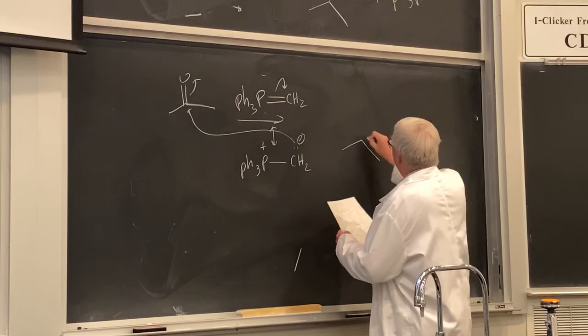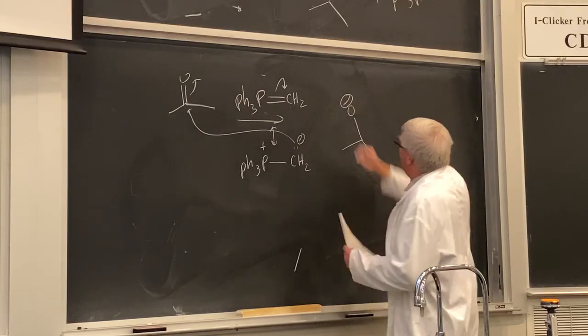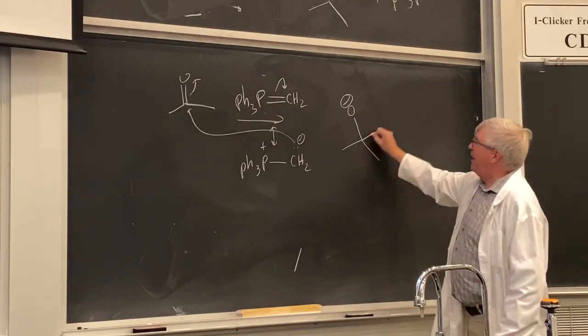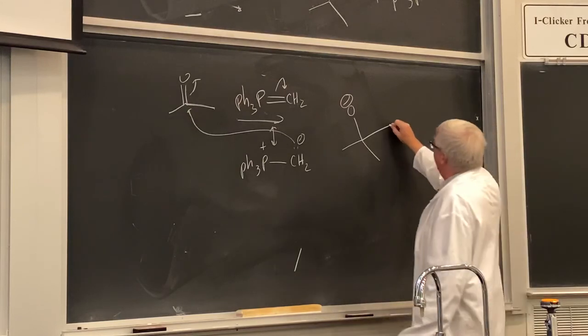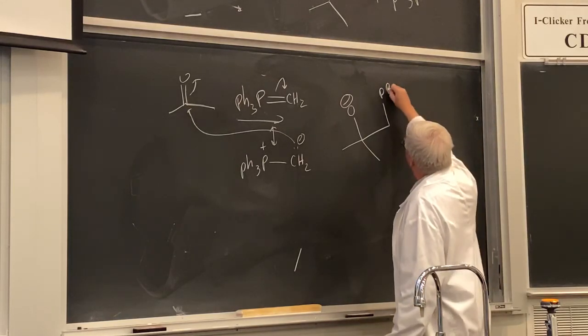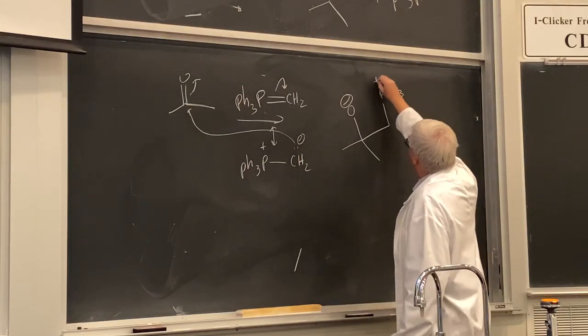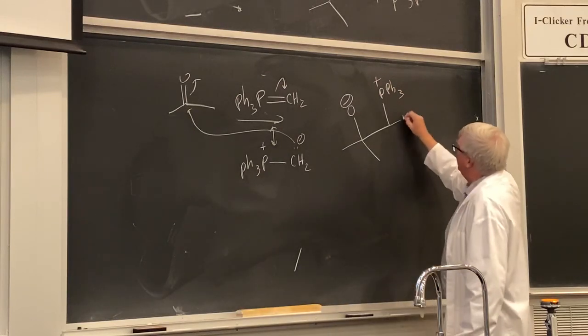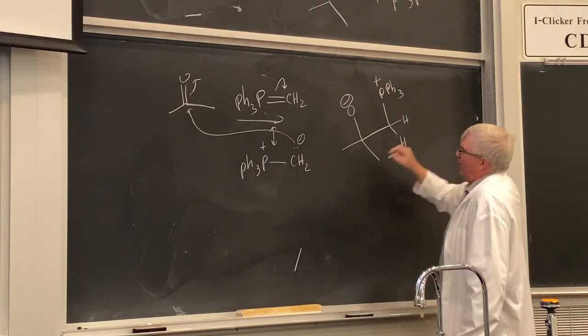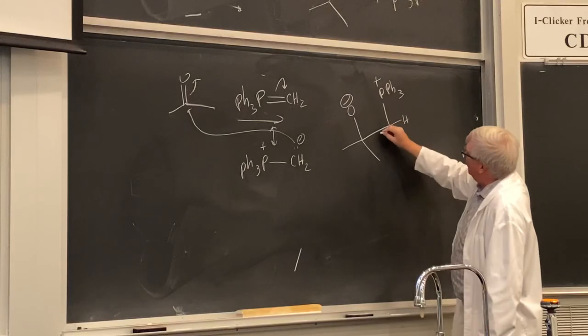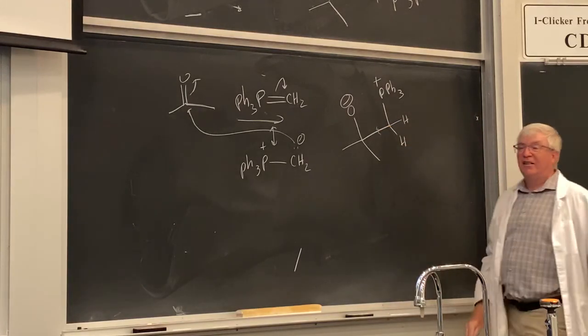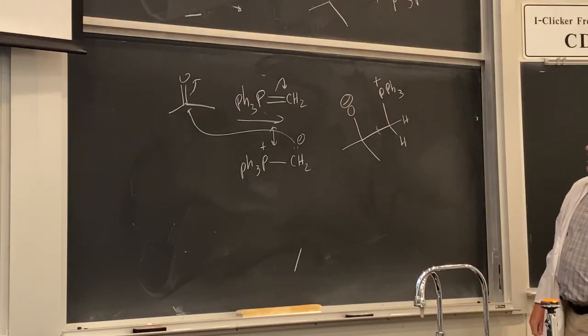And what do we get intermediate-wise? We get O minus, a tetrahedral intermediate at that point, right? And we've got phosphorus with the 3 benzenes still on it. And here's where our 2 hydrogens are from the Wittig reagent. So we just made that bond right there. Okay? Everybody okay with that?